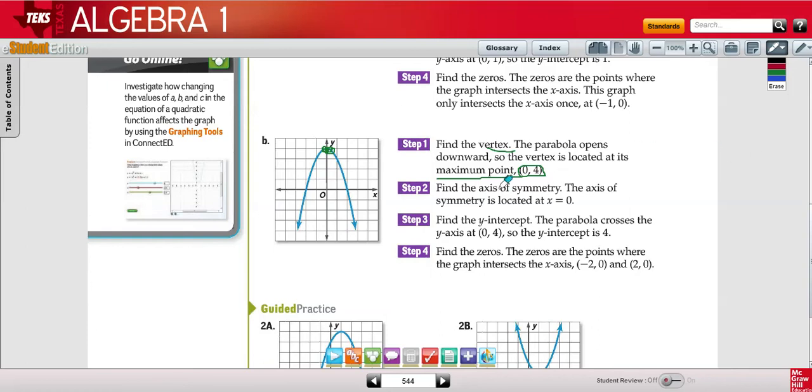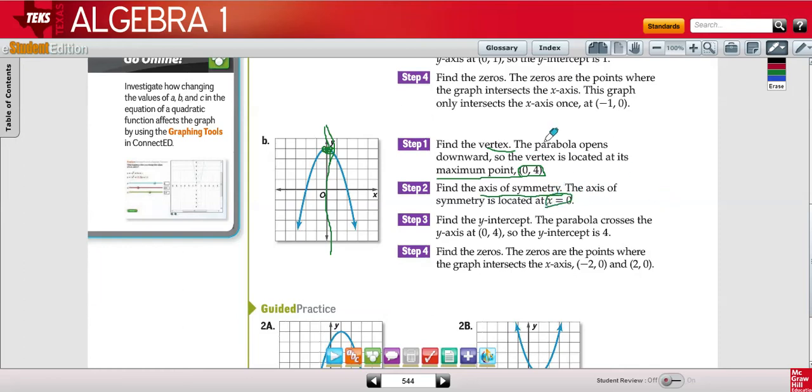Step 2, find the axis of symmetry. Remember, the axis of symmetry is the line that cuts the graph in half. So this is the line here, very roughly sketched, that cuts the graph in half. That line is at x equals 0. So next to step 2, I want you to write axis of symmetry, x equals 0.